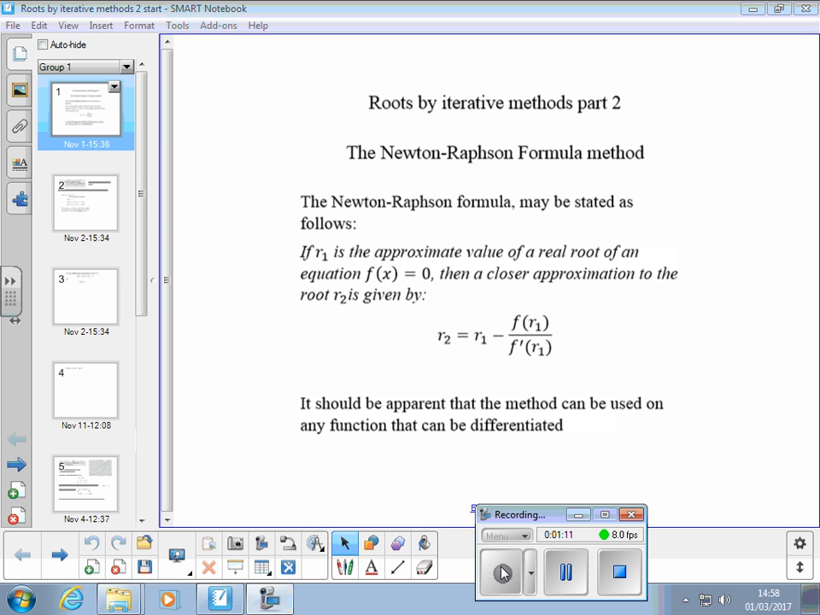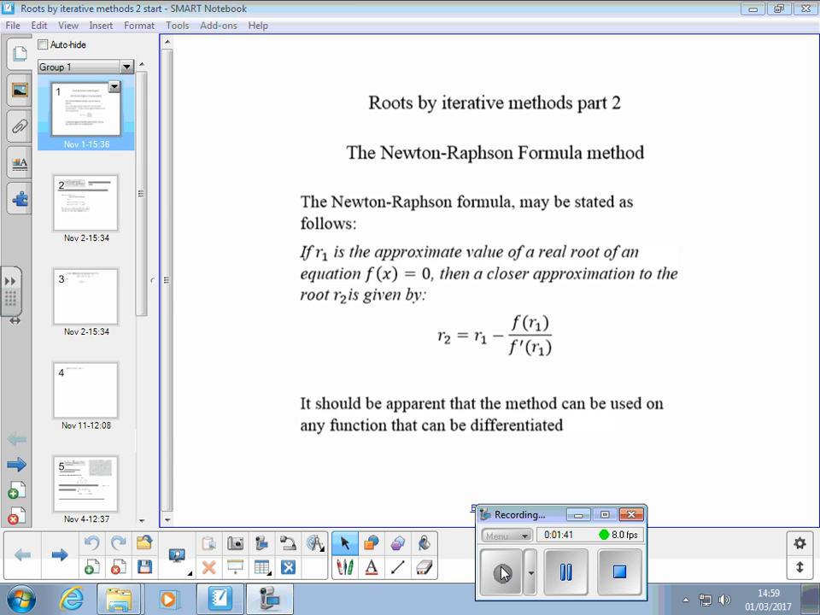Okay? It should be apparent that the method can be used on any function that can be differentiated. So this is the key. We're going to look at the same function as we did this morning, right? And you're going to find out that it actually uses considerably fewer iterations on that particular example to find the root. The issue there is that the function can be easily differentiated.